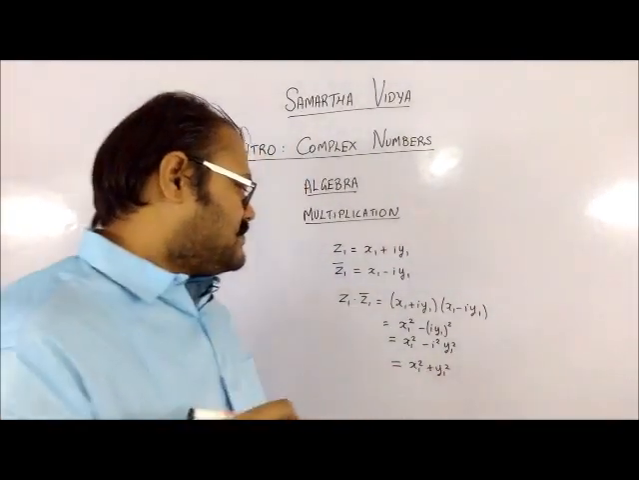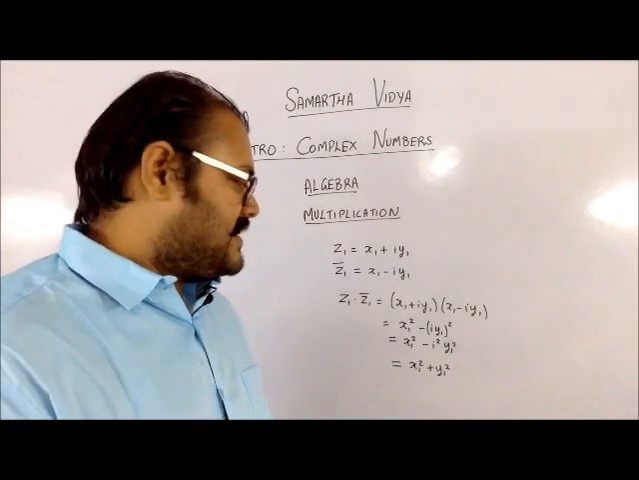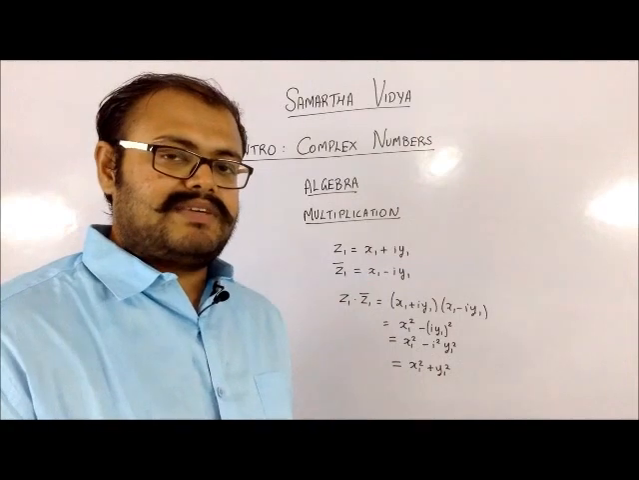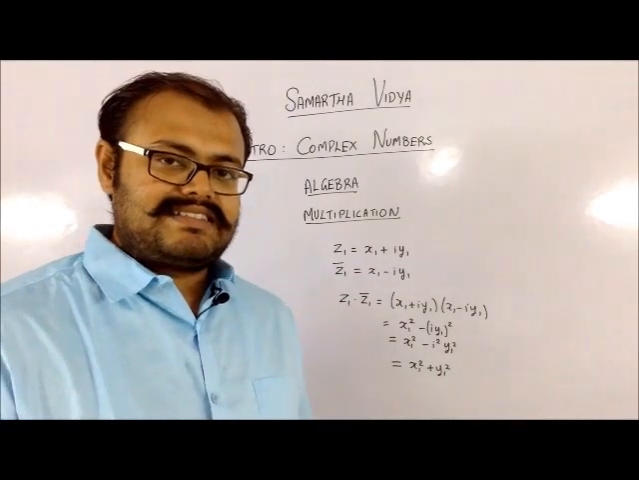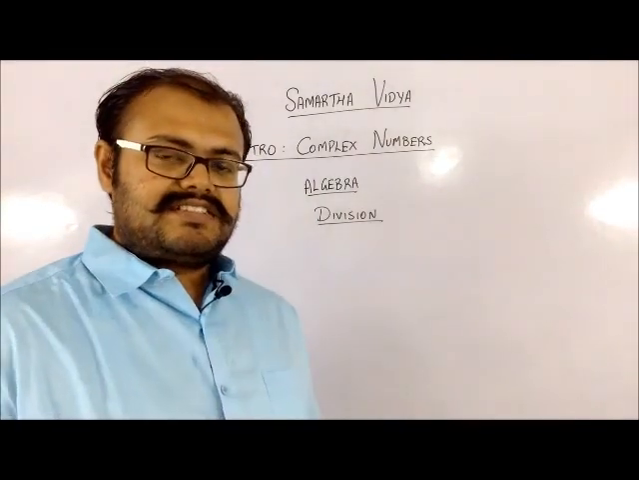So how do you remember this? If you are multiplying a complex number and its conjugate, then you simply get the square of the real part plus the square of the imaginary part, irrespective of what sign they have. Next we go for division of a complex number.